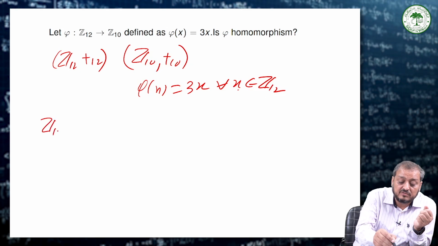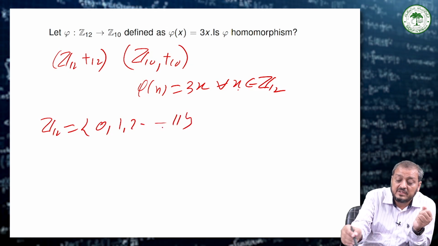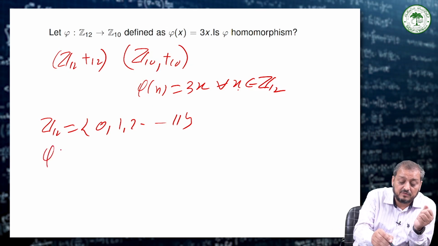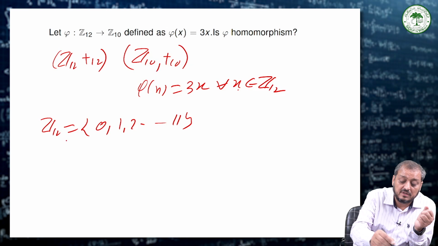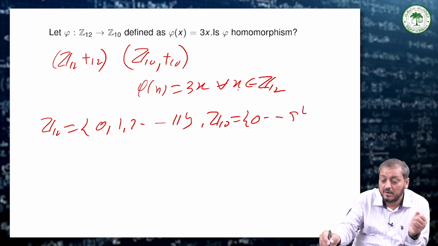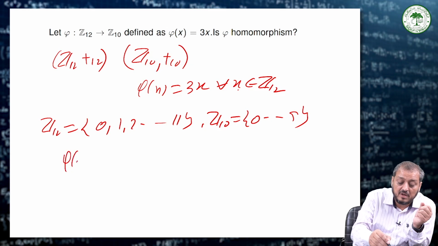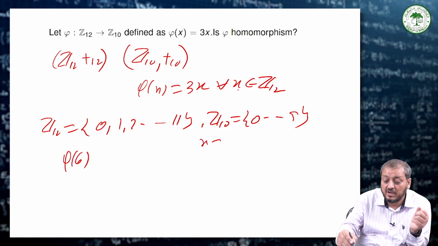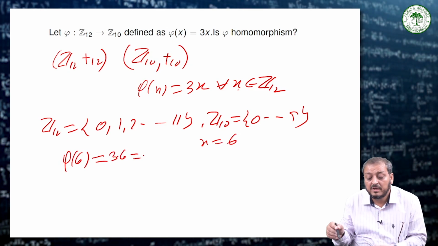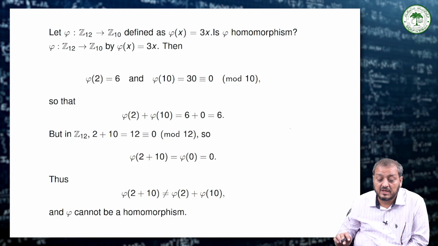You know that the elements of Z12 are 0, 1, 2 up to 11, and phi of x is an element of Z10, which has elements 0 up to 9. Now, for example, take x equal to 6. Phi of 6 can be written as 3 times 6, which is 18, under modulo 10. So we calculate in this form.